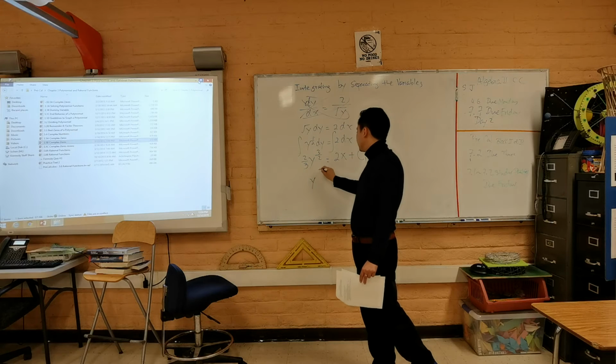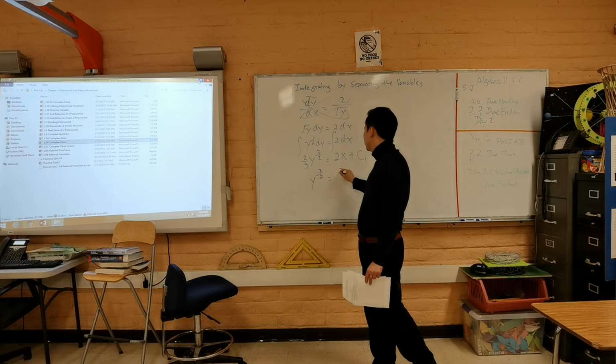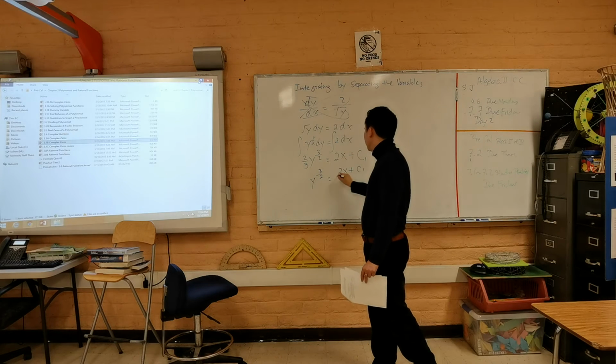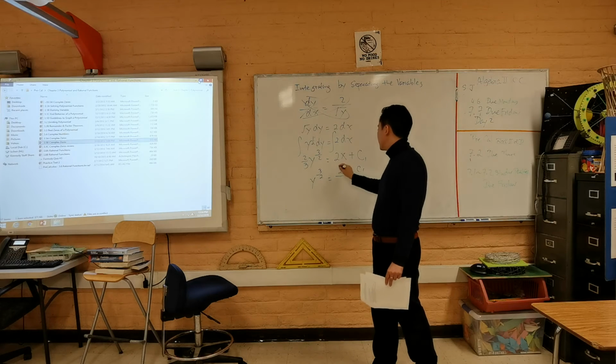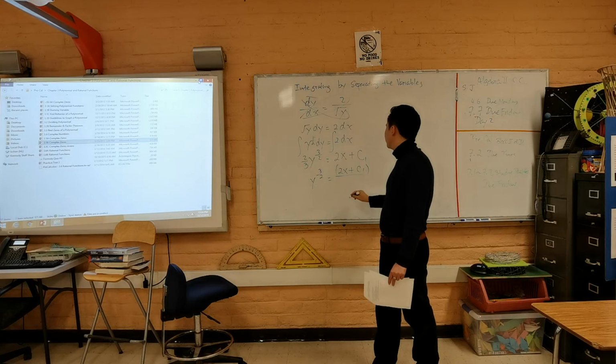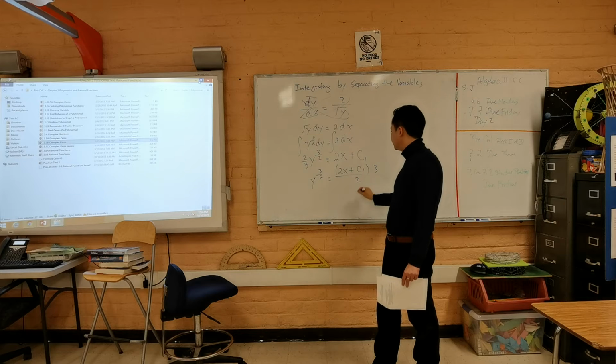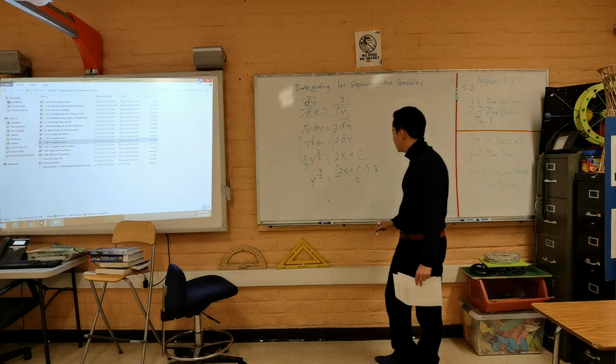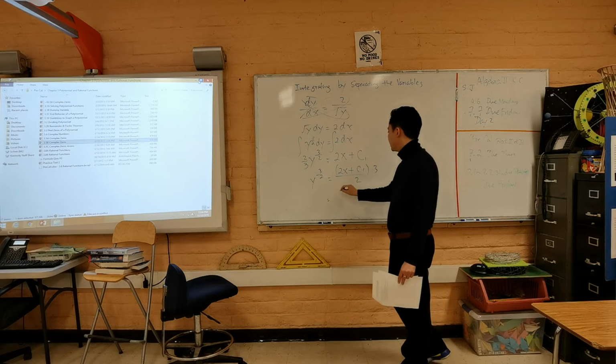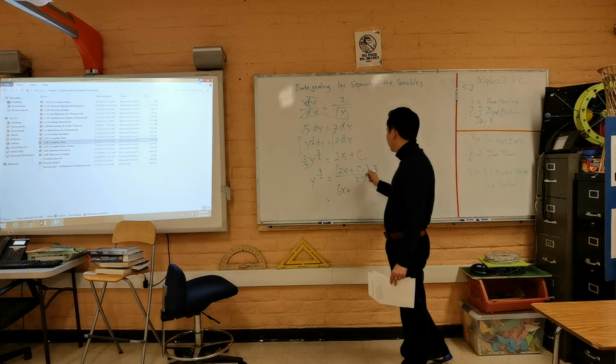So we got y to the power of 3/2. So that equals 2x plus c1 over 2/3. In other words, that means multiplied by 3/2. And then right here you want to distribute. So 3 times 2x, 6x. And then c1 times 3. So just leave that with 3c1 over 2.